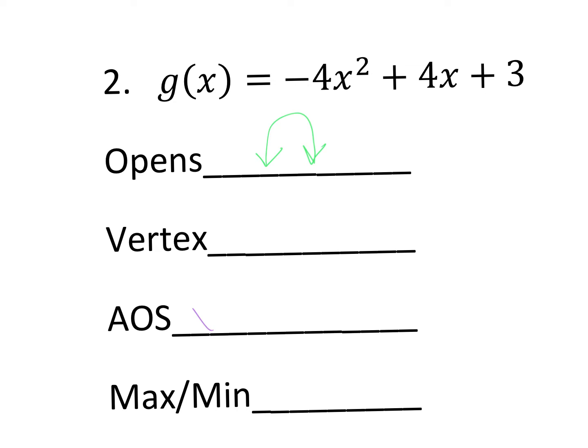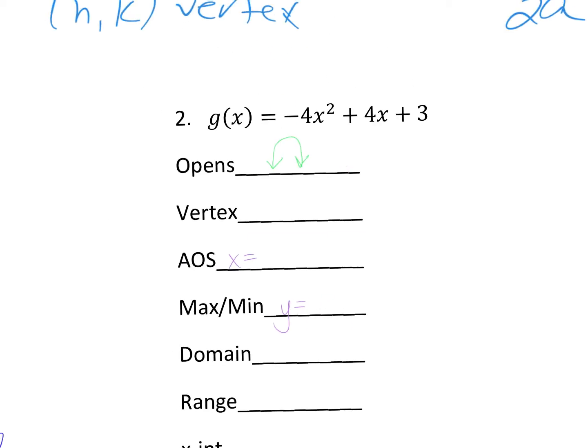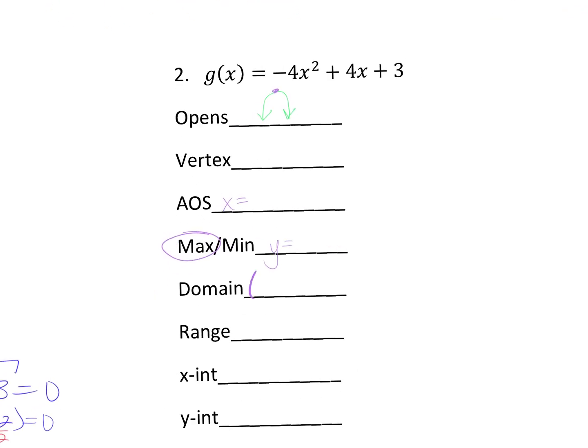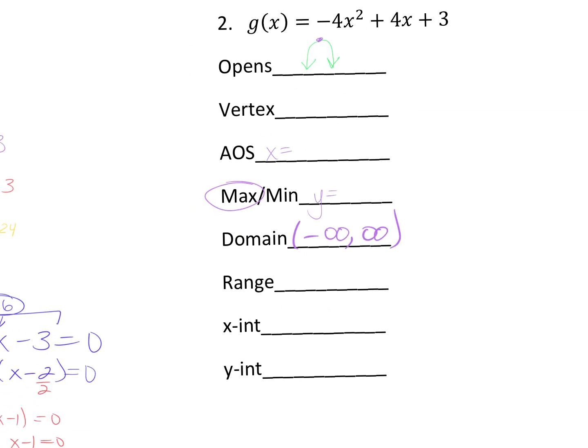So this tells us a lot. I already know that my axis of symmetry is x equals, and I know my maximum or minimum is y equals. Is this a maximum point or a minimum point? Maximum. Okay, I know I have a maximum. What's my domain? Negative infinity to positive infinity. Good. What's my range going to be? Negative infinity to the y part of the vertex? Or y to infinity?